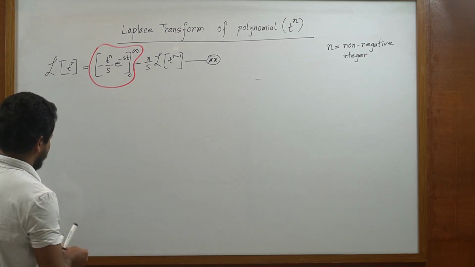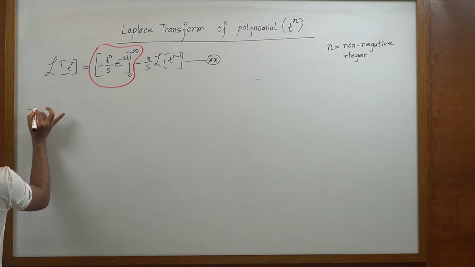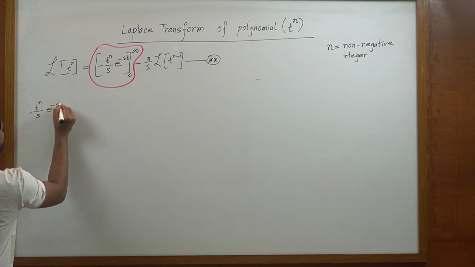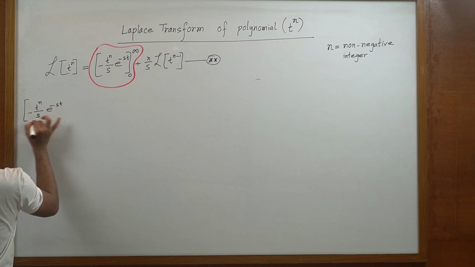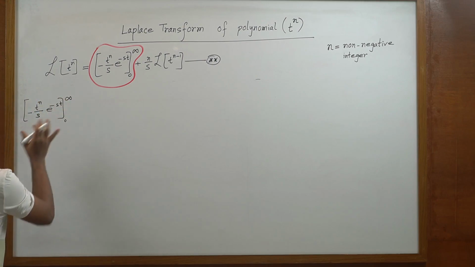We will find the magnitude of this portion. So we are going to take minus t to the power n by s e to the power minus st from 0 to infinity. We are going to this part.